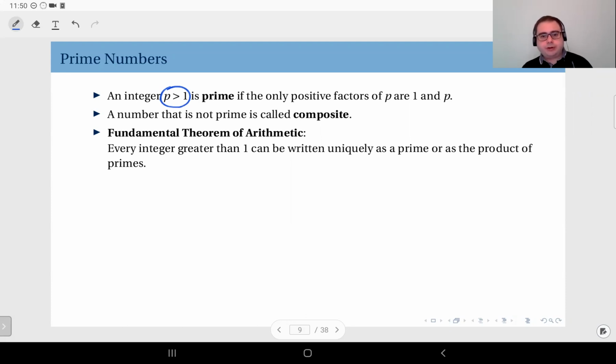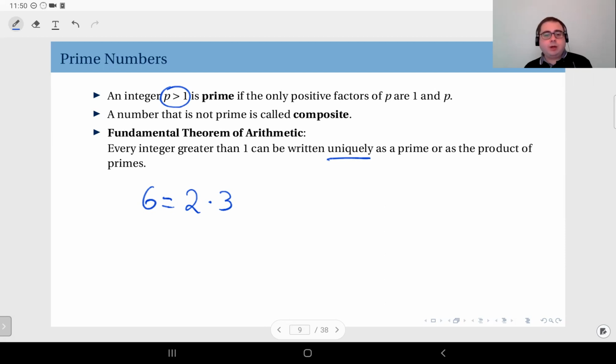Every integer greater than 1 can be written uniquely as a prime or as the product of primes. Now, what is important here is the uniqueness part. And this is one of the reasons 1 is excluded as a prime number, because it spoils the uniqueness. See, for instance, 6 can be written as the product of the prime numbers 2 and 3. And in fact, this is the unique prime factorization of 6.